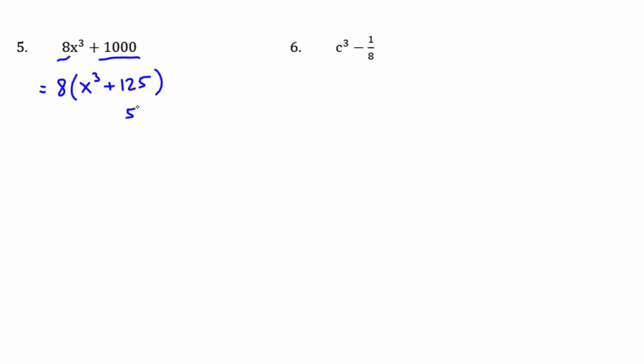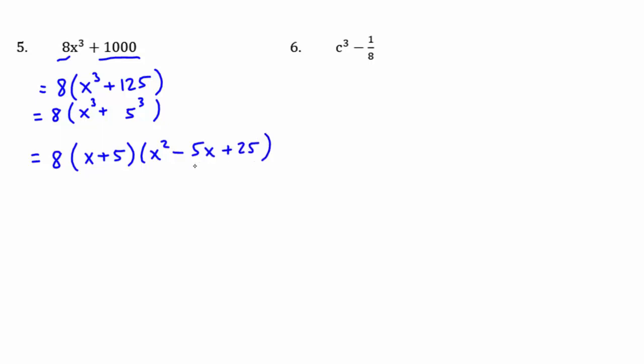And 125, by the way, is 5 cubed, isn't it? 5 times 5 times 5. So here we'll also have a sum of cubes. And again, don't forget that 8. Keep bringing down that GCF as far as you can. And when I do this, let's see, x cubed, again, drop off those cubes. It's x plus 5. Square the first term. Multiply the 2. And square the last term. So here we'll have x squared minus 5x plus 25. That's our answer.